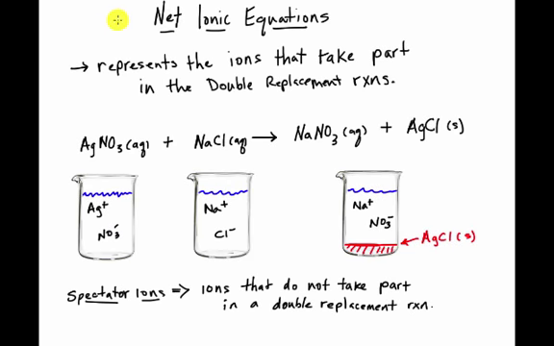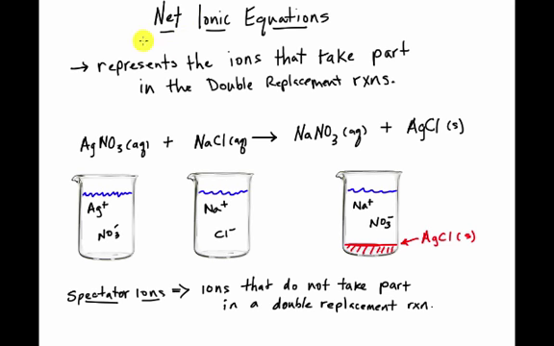Today's video is going to be on net ionic equations. So far we've talked about double replacement reactions and how to predict the products of a double replacement reaction. But as I've been indicating to you, not all of the ions are actually taking part in that reaction. Some of them are just sitting there doing nothing. So what we need is an ionic equation, or an equation that shows which ions are actually reacting together and performing the reaction. So net means that we're going to remove the stuff that's not actually doing anything.